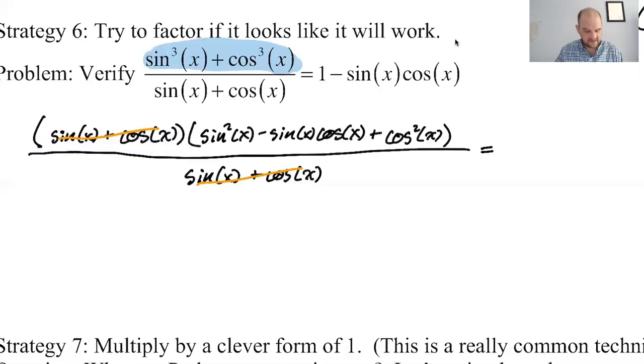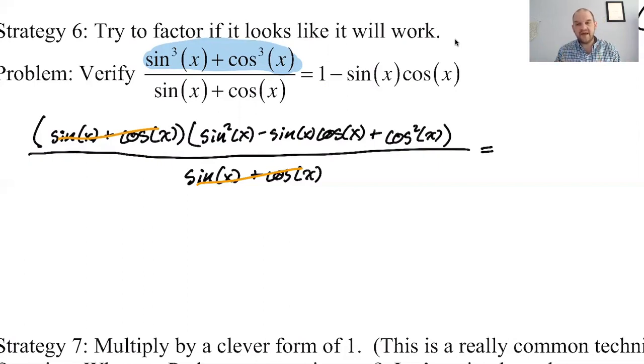Once you start with that, you got a sine, you got a cosine. Well, what are you going to multiply sine by to get sine cubed? It's going to have to be sine squared. And then you got a cosine, and you need to end up with cosine cubed. So this is going to have to be plus cosine squared. And then you're almost there anyway. But you're like, well, what's the other thing? I know there's got to be more to it because it's not just sine plus cosine times sine squared plus cosine squared. There's got to be that middle term.